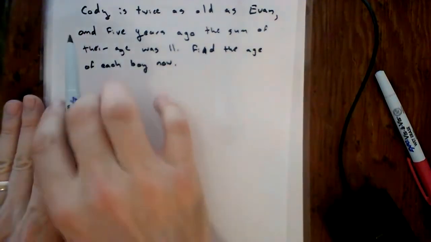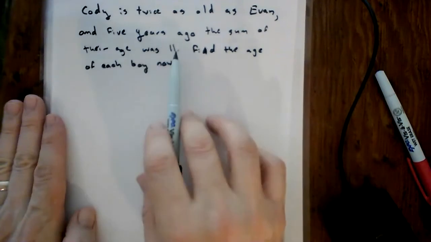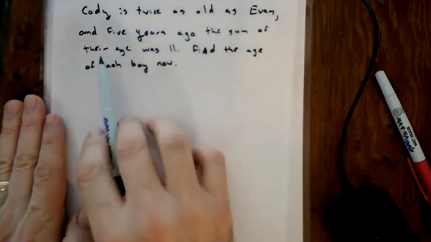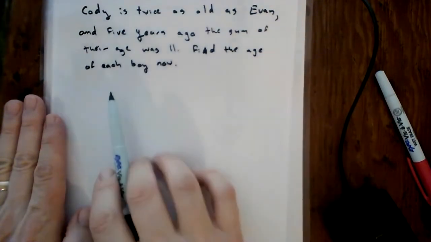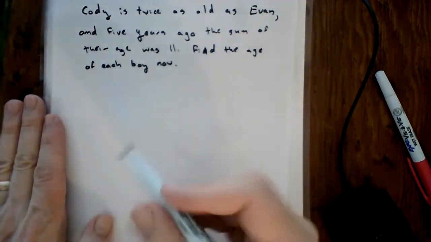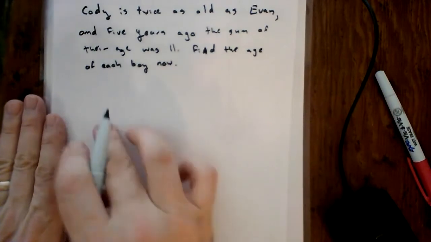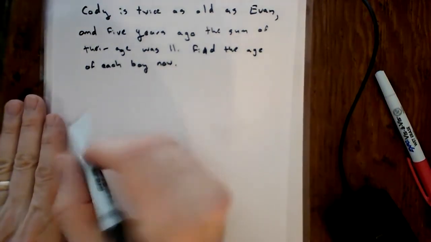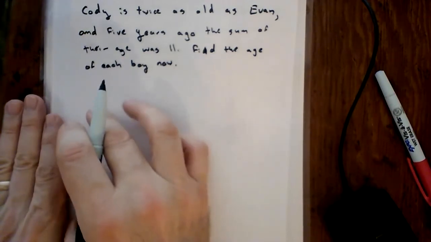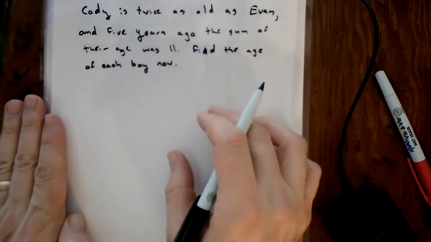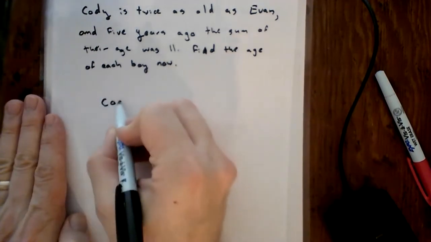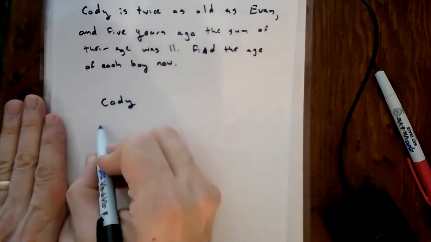So in this example here, I've got Cody is twice as old as Evan. 5 years ago, the sum of their ages was 11. Find the age of each boy now. So with this, it's just a matter of organizing the data. And I've got two boys. With this, I think it's most helpful to make a table and fill it in. So I've got two boys. I'm going to just say we've got Cody and we've got Evan.